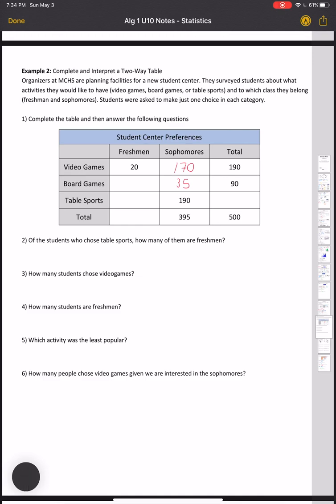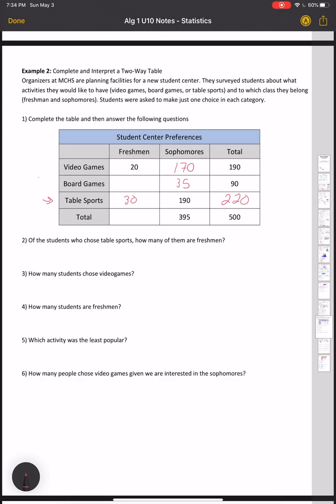If I look at the total column, there are 500 total students. Subtract the 90 and the 190 that we already know. That's going to leave 220 total students to vote for table sports. Working backwards on the table sports column, 220 total. Take away the 190 sophomores.